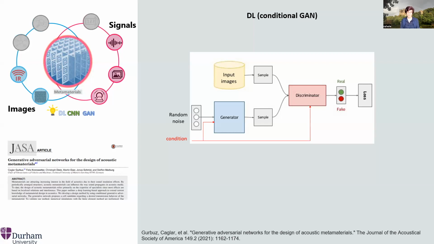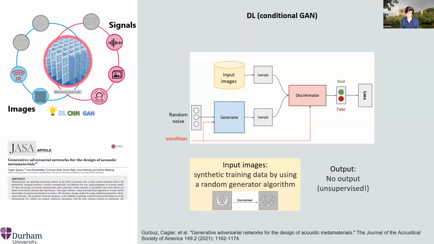First of all, let's talk about the bunch of data input images that we had. The input images were just synthetic training data made by using a random generator algorithm. So these were the input. Do we need any output? No, it is GAN, and we discussed it's unsupervised, so we don't need any output. And it just tries to produce the data.